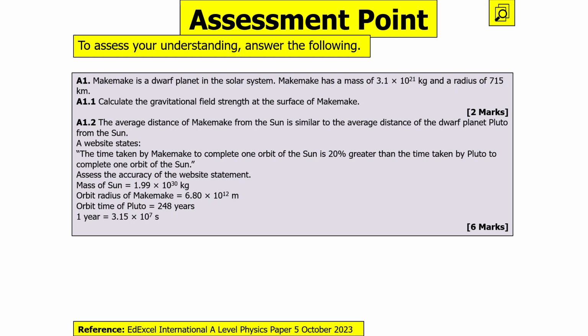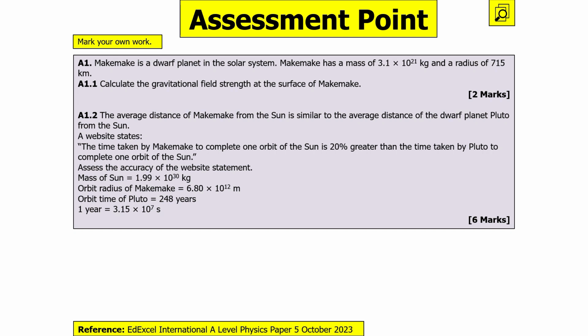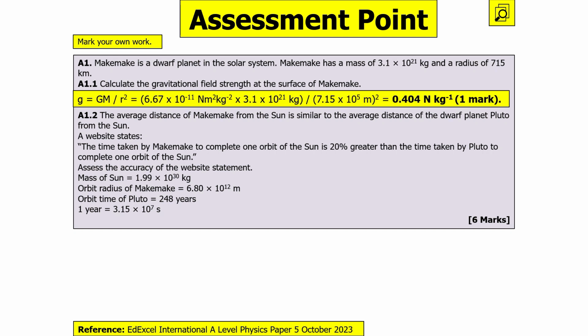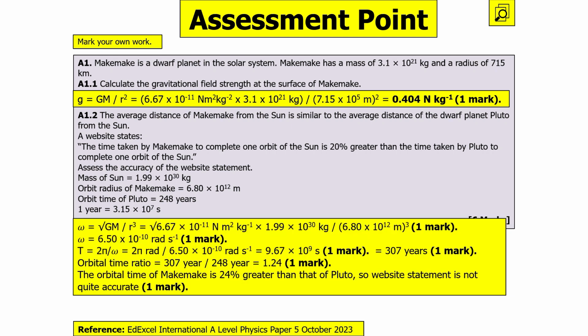So, pause the video now, then unpause the video when you want to go through your answer. Right, we know g is equal to GM over r squared, pop in all the values, and we get 0.404 newtons per kilogram. We know that omega is equal to the square root of GM over r cubed. Pop in all the values, and omega is equal to 6.5 times 10 to the minus 10 radians per second.